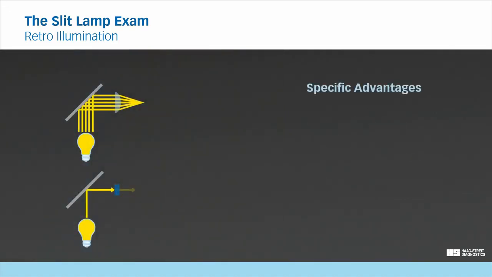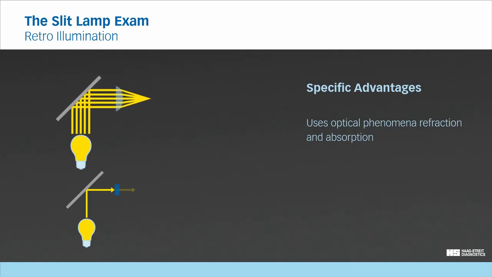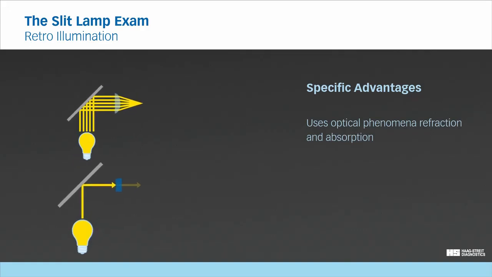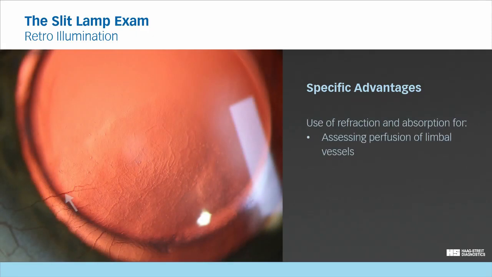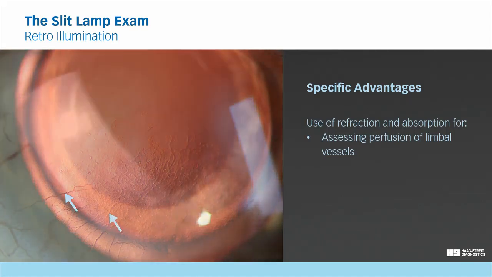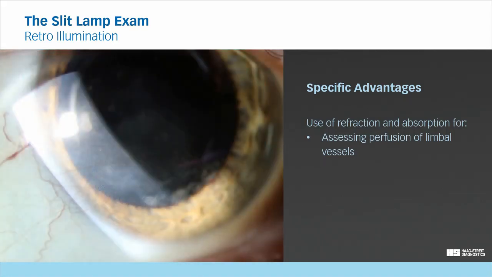Specific advantages. Retroillumination uses the optical phenomena of refraction and absorption. These phenomena provide additional information which is not available when using direct illumination alone. In this example, the absorption phenomena shows which vessels are perfused. The refraction phenomena even allows to detect empty vessels. The information with direct illumination would be much more limited.